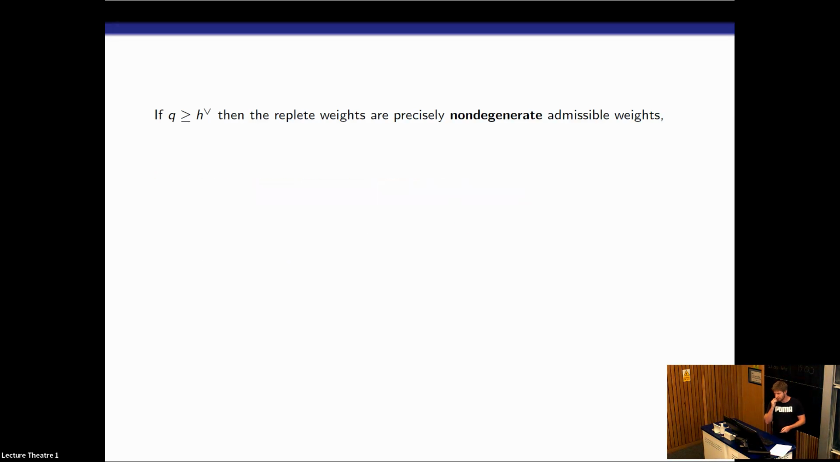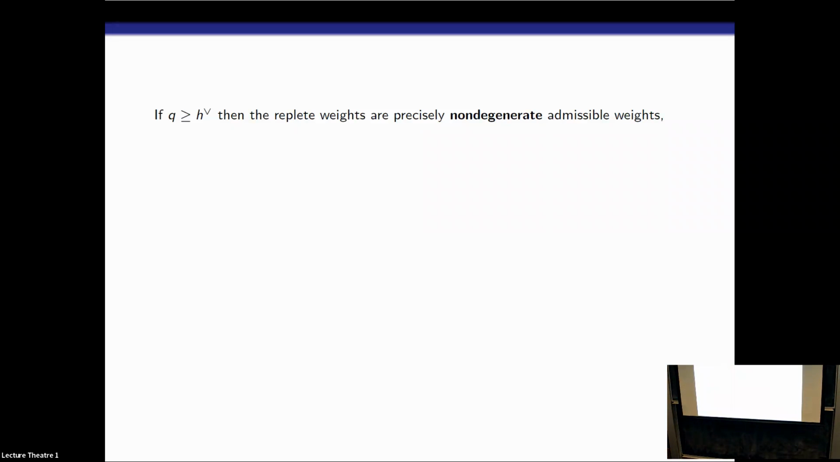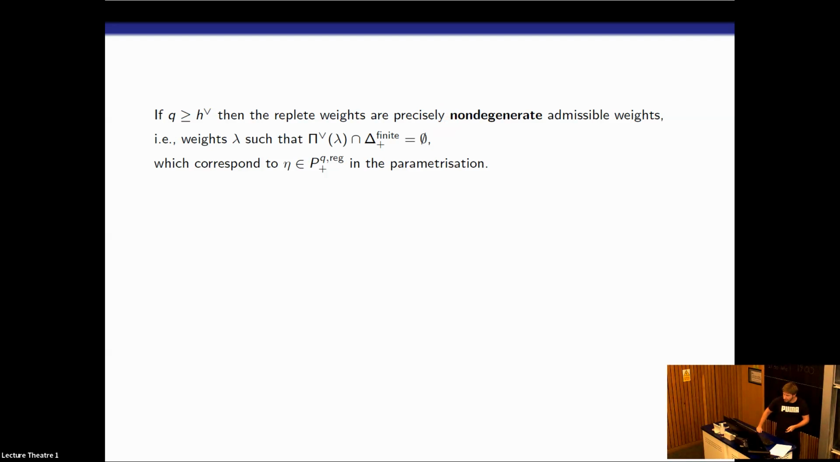So we can describe these in a very nice way, for example, for sufficiently large denominator, so if Q is larger than or equal to the Coxeter number, these so-called replete weights are exactly what had been called non-degenerate admissible weights, which means just that these weights are not integrable with respect to any part of the finite root system. Right? So the intersection of this set here with the finite positive roots is empty.